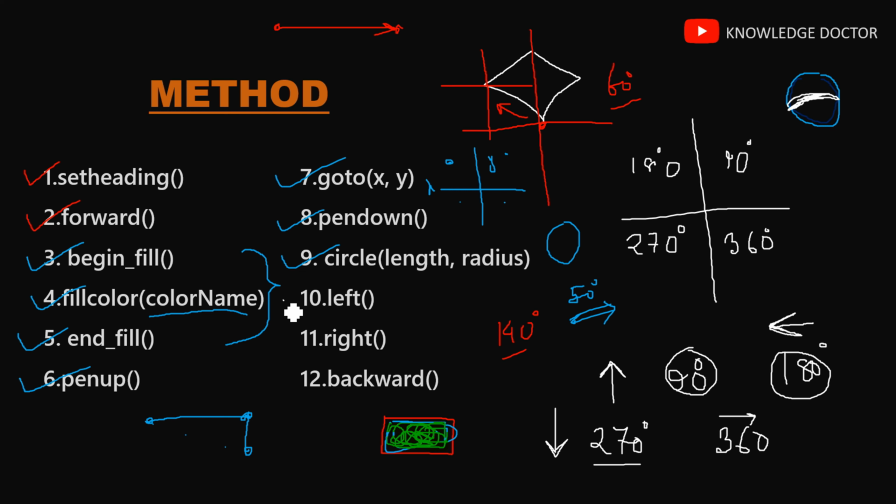And this one is called left. This is nothing but go to the left position. It also takes the parameter of degree, and also the right position. And backward is nothing but the opposite of forward. That means forward goes forward, and backward means backward.